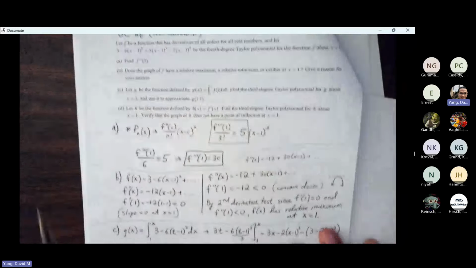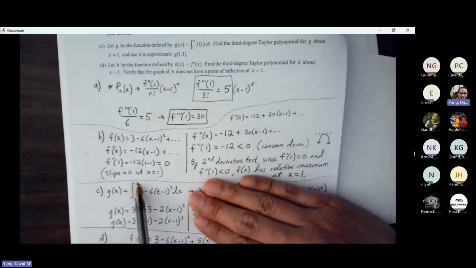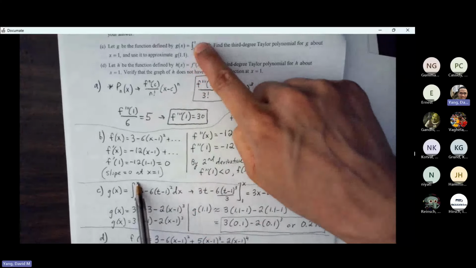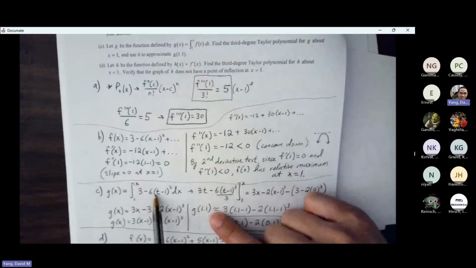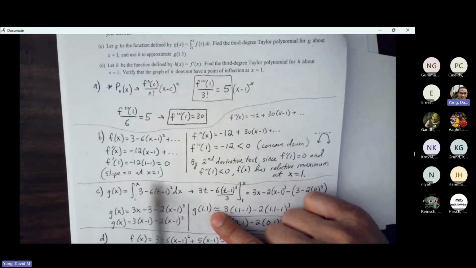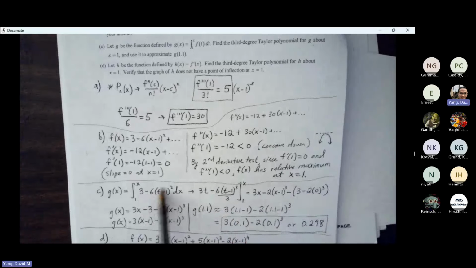So I'm just going to say 3 minus 6. I'm going to use t because I'm going to evaluate my upper bound in terms of x. Oh yeah, and they say f of t here. So 3 minus 6, t minus 1 squared. I'm going to go through power rule. 3 becomes 3t. I can go through u substitution, but nothing's going to come out of it.